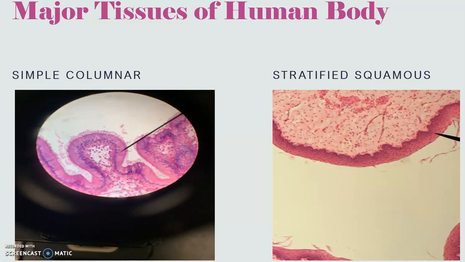Stratified means that there are multiple layers of cells stacked on top of one another. Squamous, again, will be a nucleus that has a flat appearance. Stratified squamous is usually found in areas of the body where we want protection to be the function. So stratified squamous epithelial tissue is going to be found in the skin.